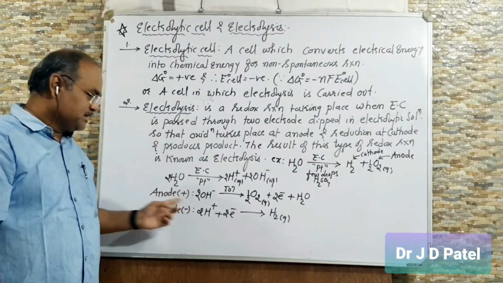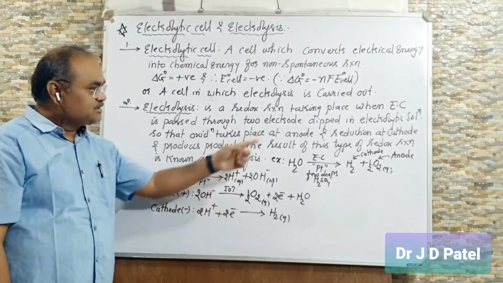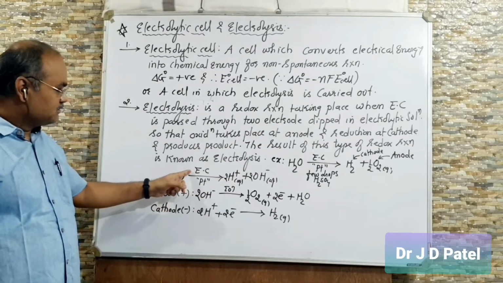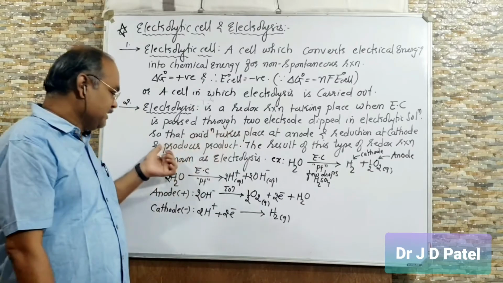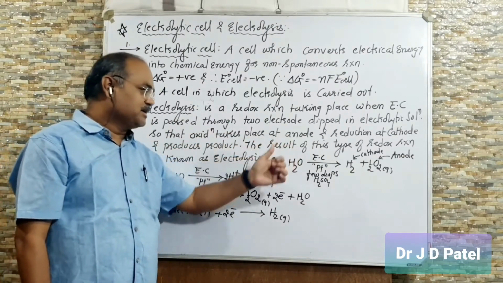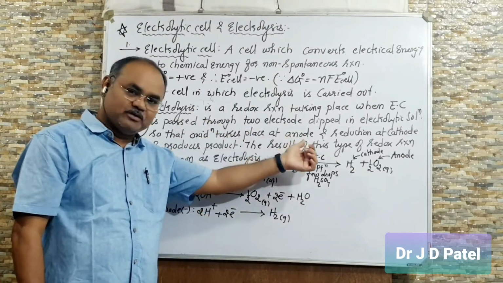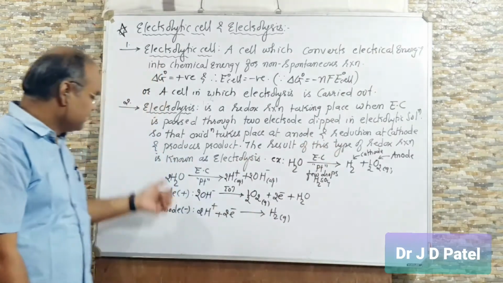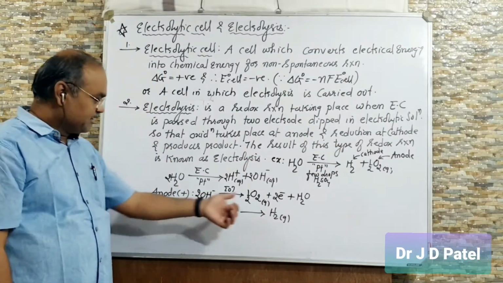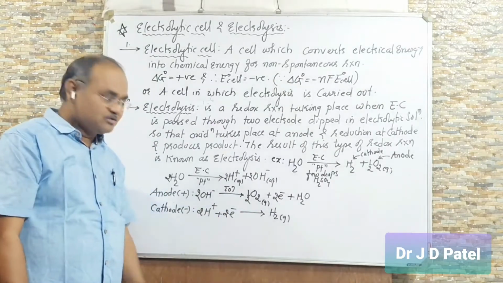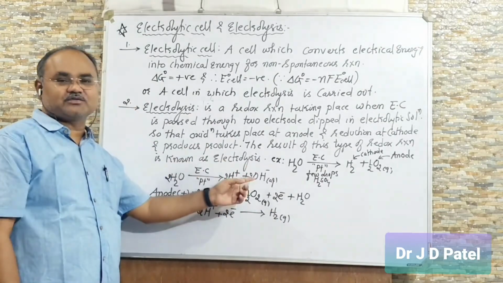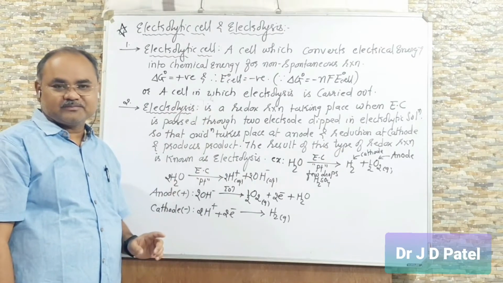Electrolysis means a redox reaction in which electric current is passed through two electrodes, anode and cathode, dipped in an electrolytic solution. Oxidation takes place at the anode and reduction takes place at the cathode, and the product is obtained. The product obtained at the anode for water is O2 gas, and at the cathode it is H2 gas. The result of this type of redox reaction is called electrolysis.